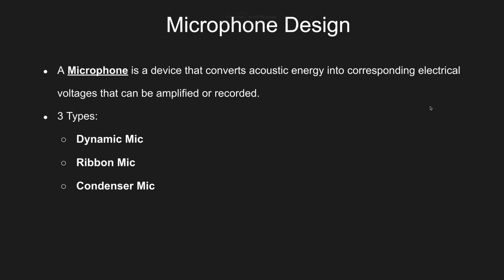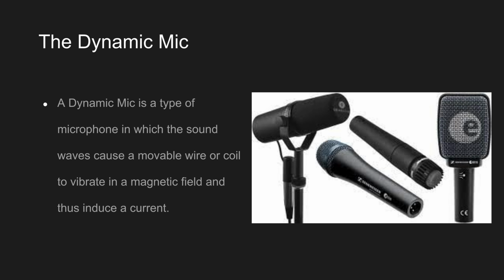Okay, so a microphone is a device that converts acoustic energy into corresponding electrical voltages that can be amplified or recorded. So that's your definition of what a microphone is. Hopefully everybody in here knows what a microphone is or has a general idea. So there are generally three types of microphones that are the most popular: dynamic, ribbon, and condenser. Okay, and we're going to talk about those three today.